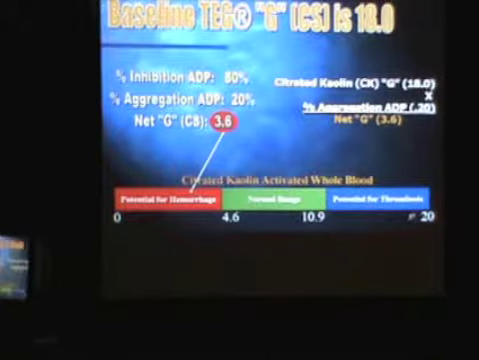Next example, same patient. This time the Plavix affected them 80%, only 20% functionality. 20% of 18 is 3.6. We've taken that patient from a risk of thrombosis and put them into a risk for hemorrhage.